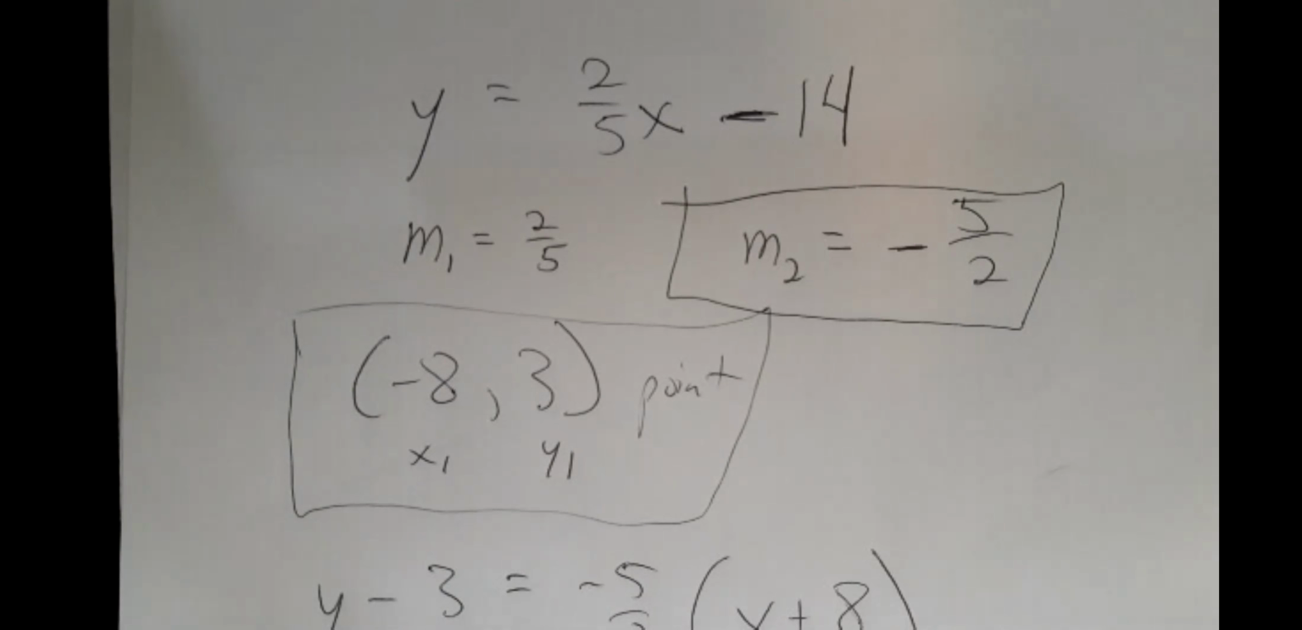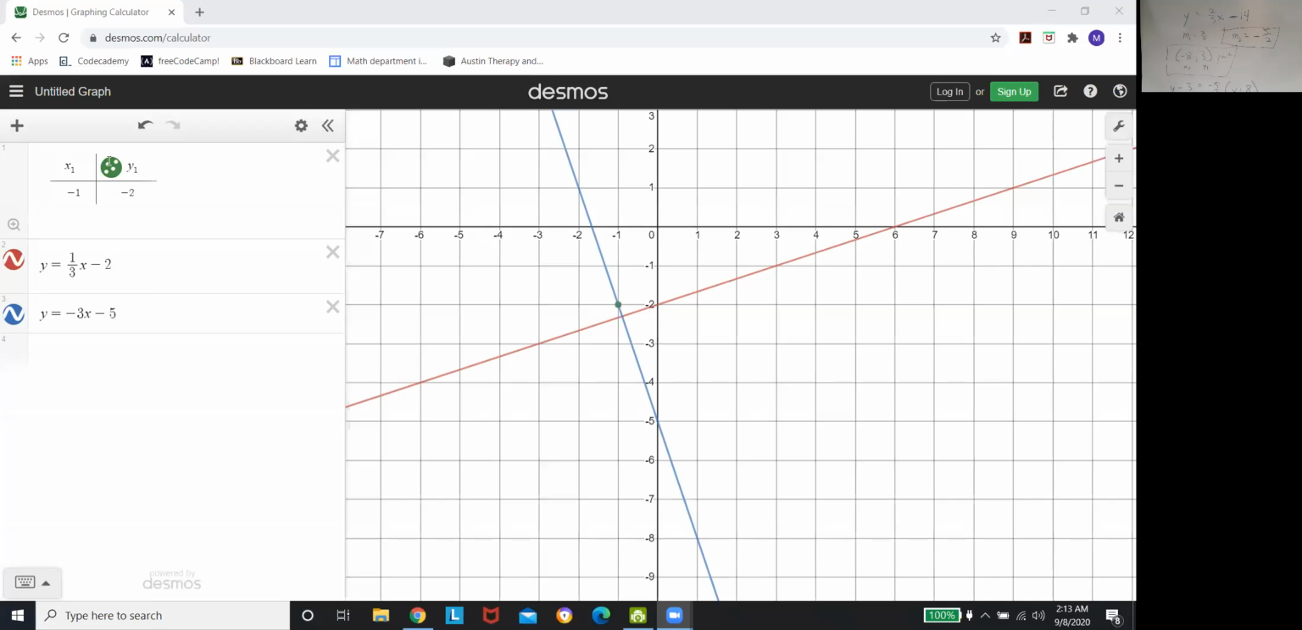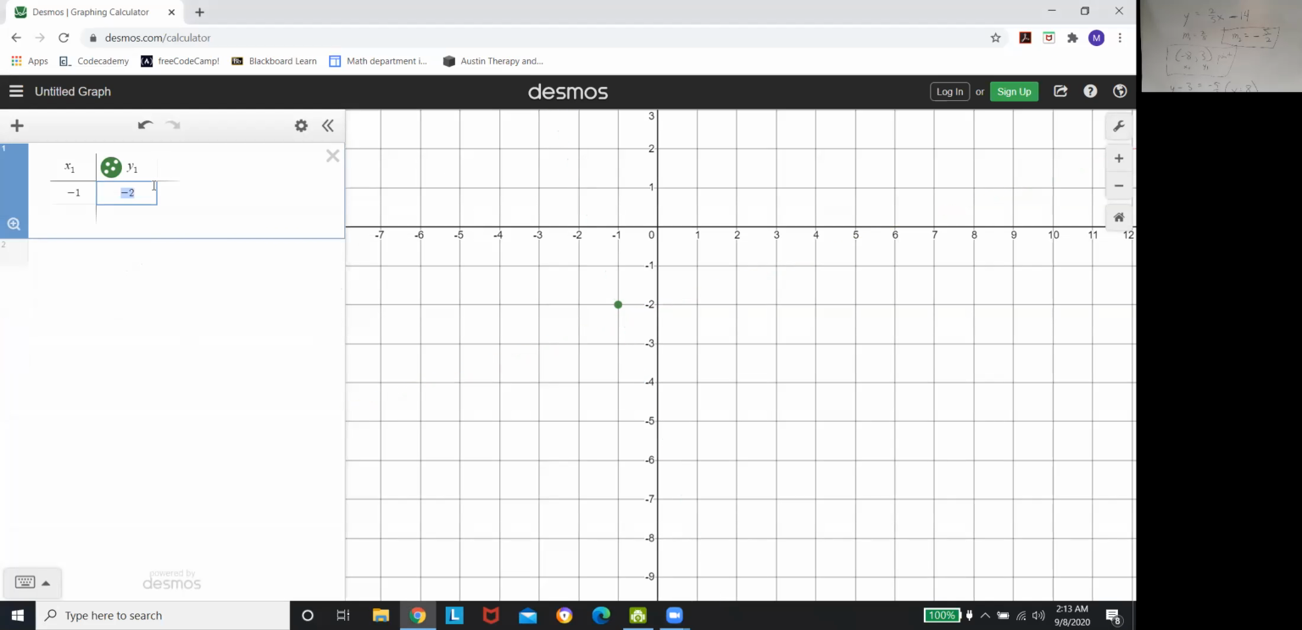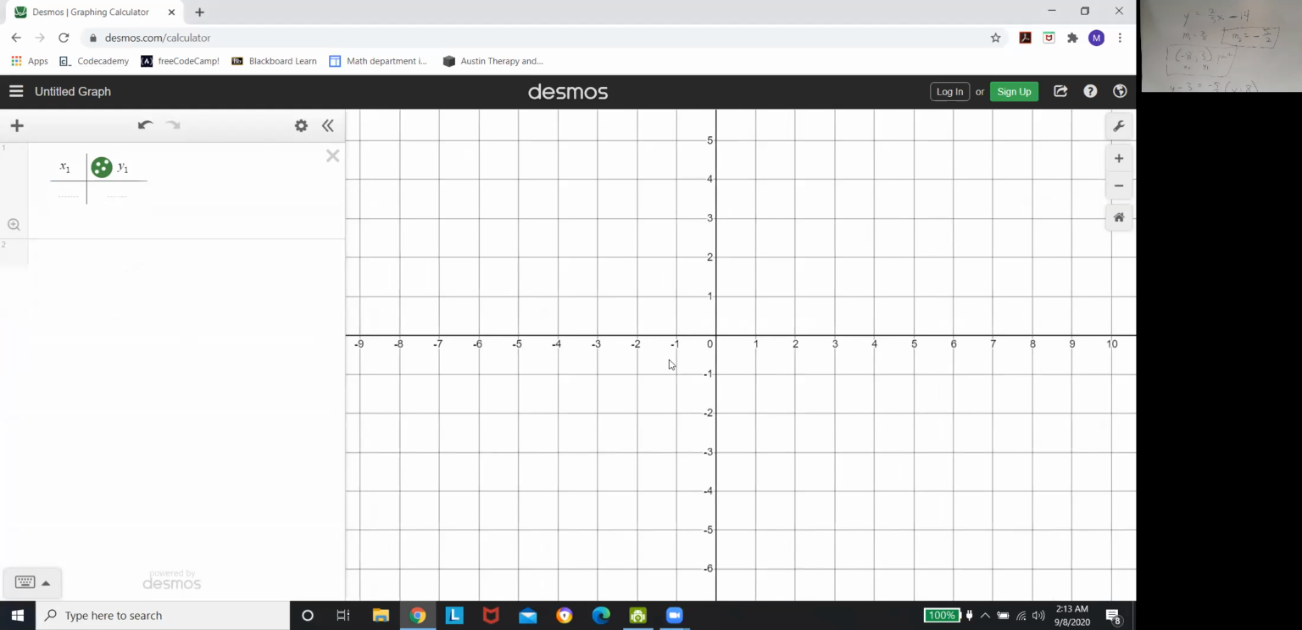So we have the technology. We can rebuild this. We can make them smarter. We can make them faster. We can do all kinds of wonderful things in Desmos. So let's go to Desmos. Let's graph these things. I have the point minus 8, 3, which is the point that it should go through.